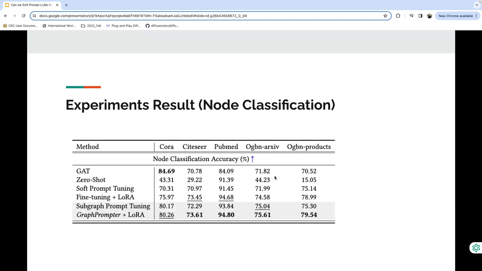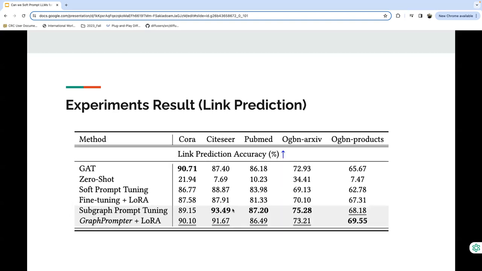So here we present the node classification result of our proposed framework, as shown in the table. The integration of our proposed method with LoRA consistently surpassed the performance of other baselines across diverse benchmarks. And similarly, on link prediction experiments, Graph Prompter continues outperforming traditional GNN and soft prompting techniques.